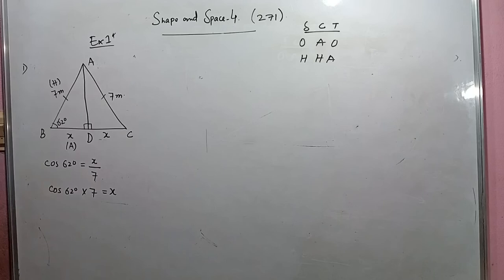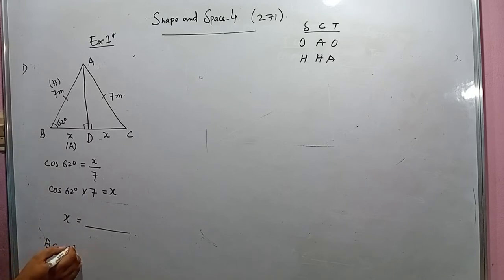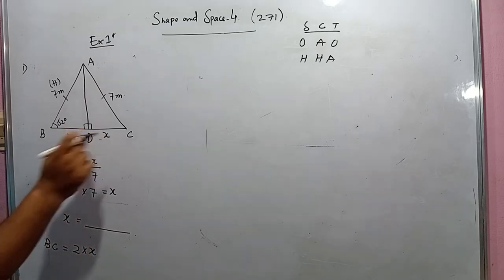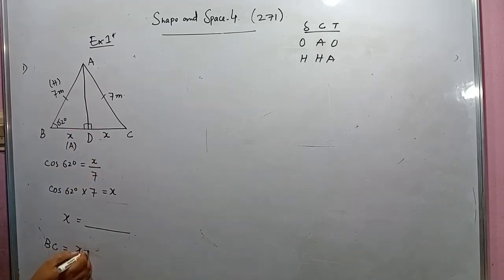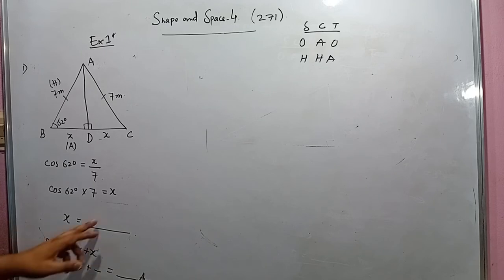Here we will find the value of x by using the calculator. Once we find the value of x, we will write BC is equal to twice x, 2 into x, or simply x plus x. You should add the measure of x there, and you will get the answer. You got it? You have to do the calculation only. Calculate cos 62 degree into 7. Then BC is x plus x. You have got the value of x, put this value here and this value here. You will double this value and you will get the answer finally.